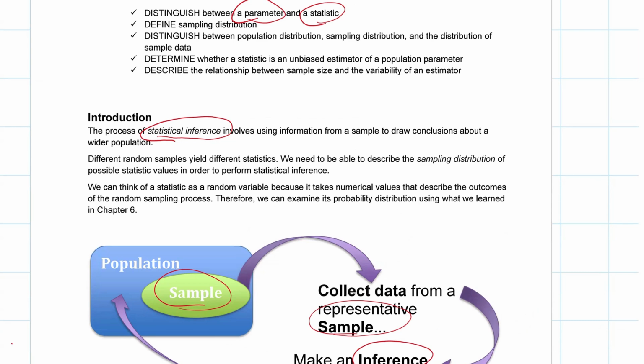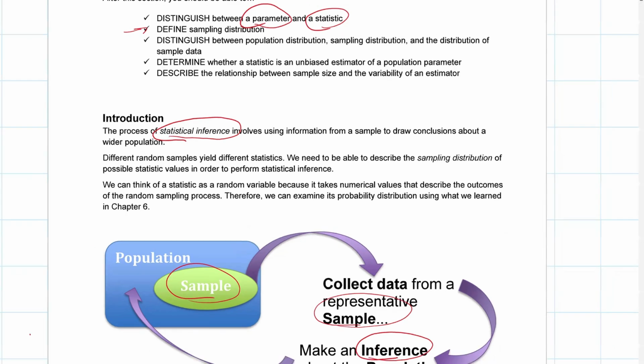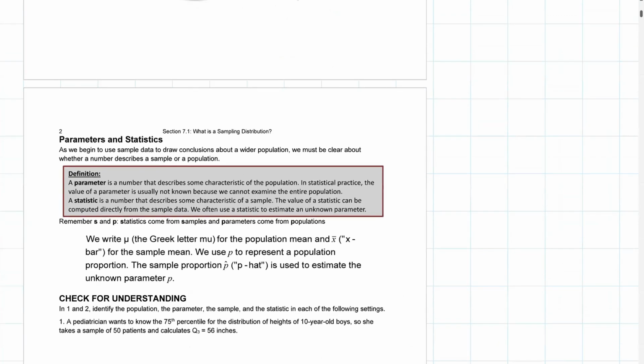Now, in this section, we're going to define more readily the idea of a parameter and statistic. We're going to talk about what it means to be a sampling distribution. We are going to distinguish between a population distribution, a sampling distribution, and what we refer to as the distribution of the sample data. We'll talk about this idea of a statistic being unbiased, and then we'll talk about how sample size has an effect on the variability of our statistic, our estimator for a population. So let's dive in first with some definitions.